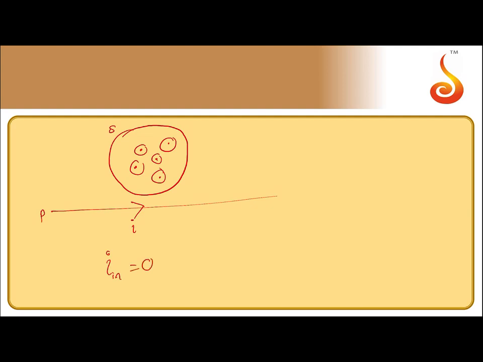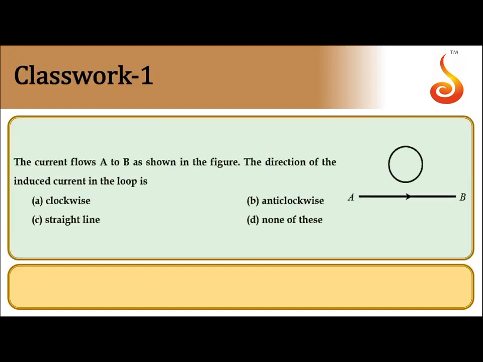of induced current. But if the current were to change, for example, if this current were to increase or decrease, then there would be a change in the magnetic field produced here and that will produce an induced EMF in the loop. So, there is no question of induced current in the loop, and none of this is the correct option.